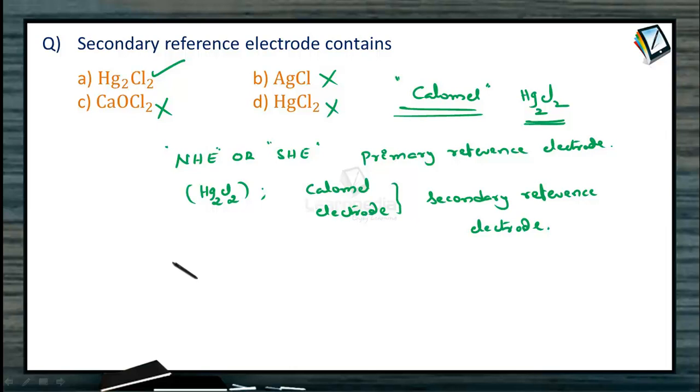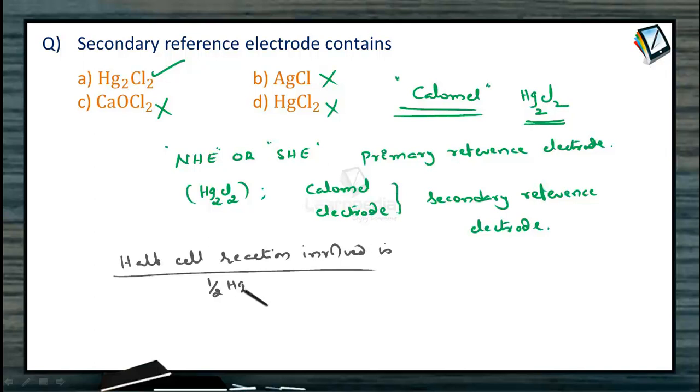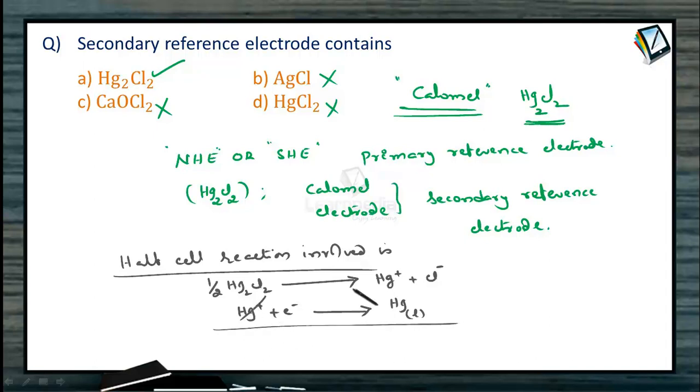So the half cell reaction involved is half Hg2Cl2, which will be in the form of mercurous ion Hg+ and Cl-, and this mercurous ion Hg+ gains an electron, that is, the reduction half reaction takes place to give Hg liquid. This is the reduction half reaction involved. So the net reaction is this, where Hg+ gets cancelled. We can straight away write half Hg2Cl2 plus electron giving Hg liquid plus Cl-.